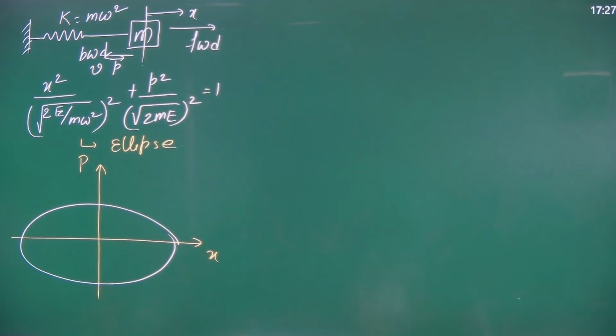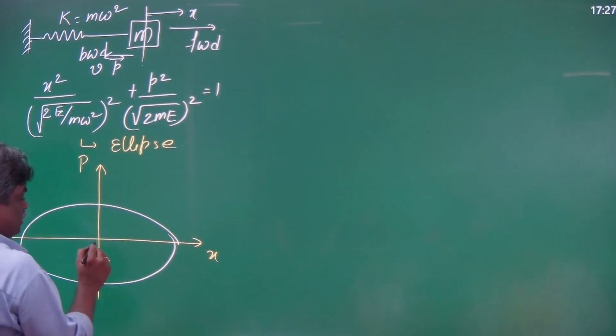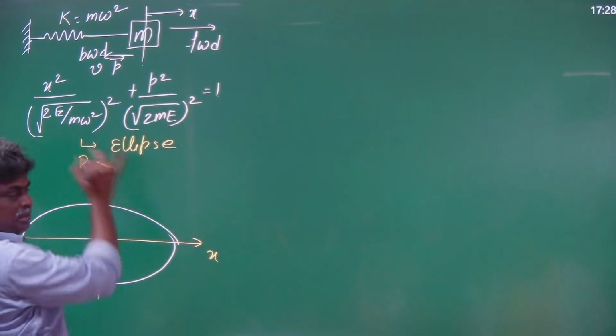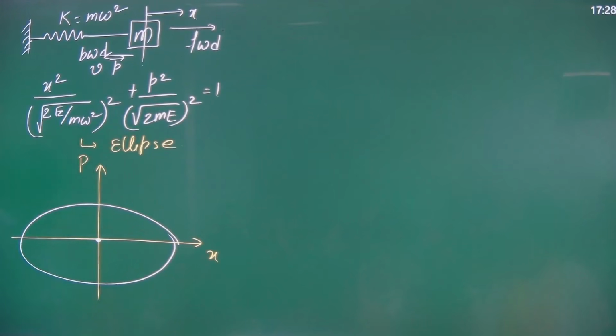Now, is it clockwise or anti-clockwise? Why? X is moving forward in this direction and momentum is in the backward direction. So it is in the anti-clockwise direction. So this is the mean position. Displacement is forward and momentum is backward. That's why it is anti-clockwise. This is what you are saying. Anti-clockwise.